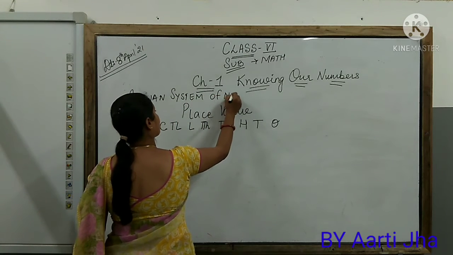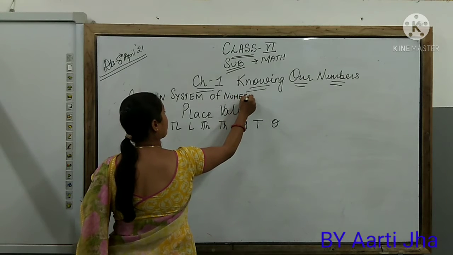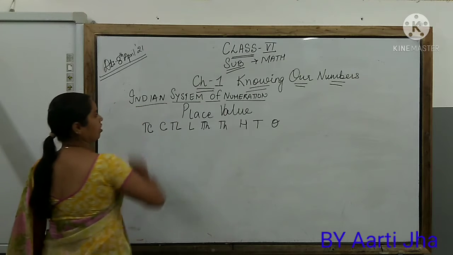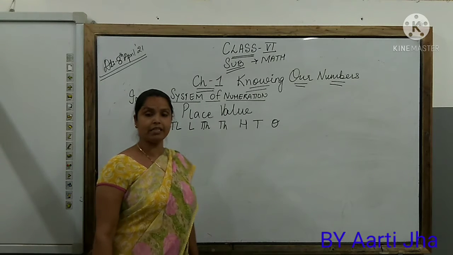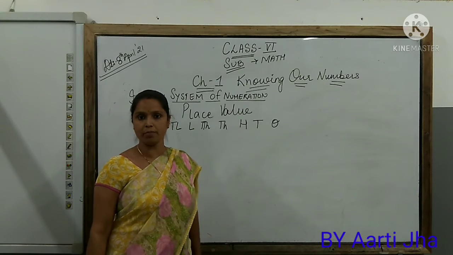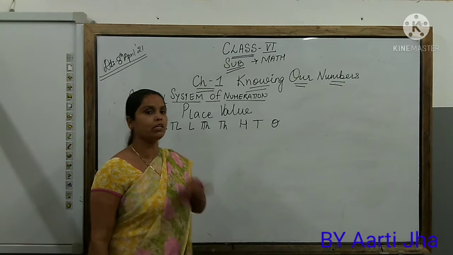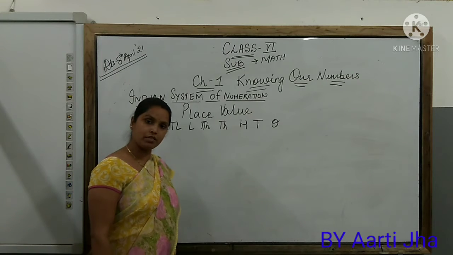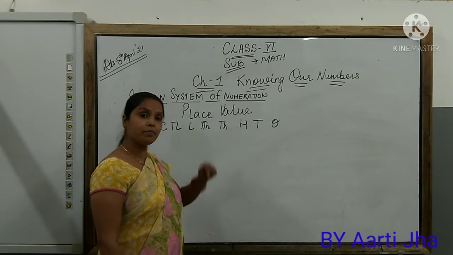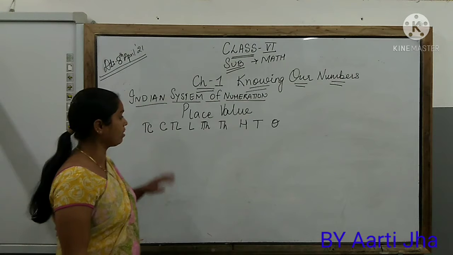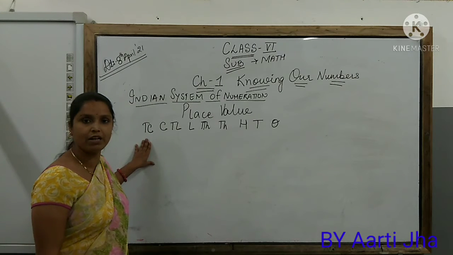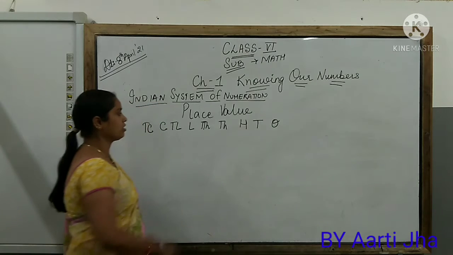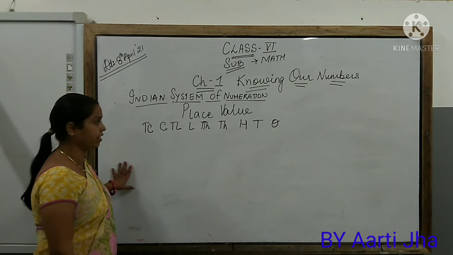Now what is the Indian system of numeration, children? Since we are living in our country, India, the way we read the number, the way we count the number, the way we value the number is all based on the Indian system of numeration. The numbering system according to the Indian place value is given with this place value chart, where we have ones, tens, 100, 1000, 10,000, lakh, 10 lakh, crore and 10 crore.